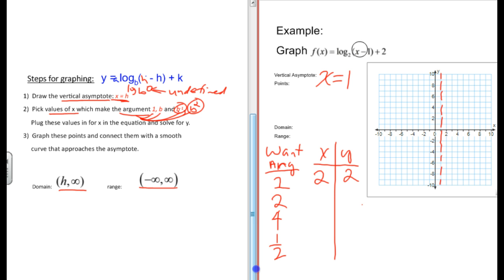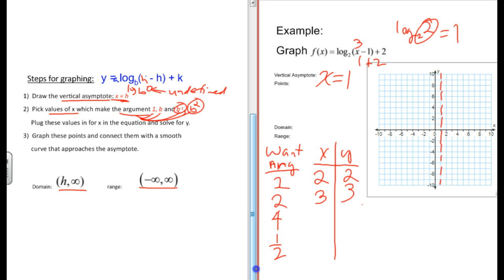Now, if I want a 2 for my argument, what would I have to plug in for x? A 3. Well, that would be log base 2 of 2. What's log base 2 of 2? Isn't that 1? Remember, if the argument and the base match, the answer is always just 1. So what's 1 plus 2? 3. So when I plug a 3 in for x, I get a 3 for y.